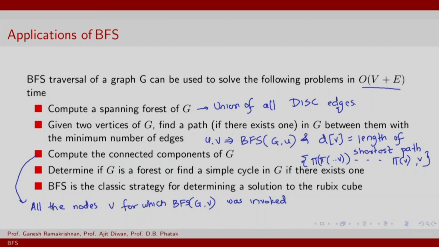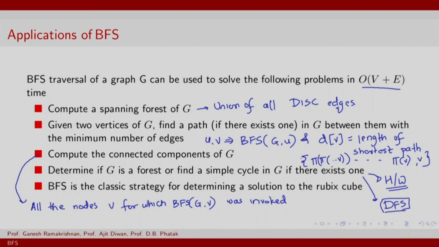You could also determine if G is a forest, and if not a forest, find a simple cycle in G if there exists one. This is not very difficult if G is undirected, but becomes messy with breadth first search if G is directed, and I leave this as a homework problem. But there are other ways to detect the existence of cycles in a graph. This we will discuss in the context of DFS, depth first search, which is a natural choice for finding a cycle.